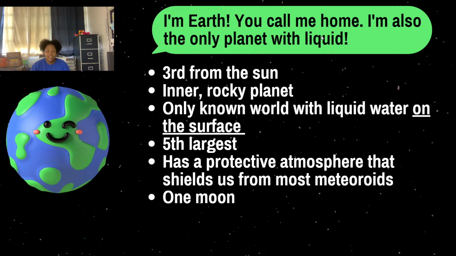Earth is the 5th largest planet in the solar system. And luckily for us, it has a protective atmosphere that shields us from harmful gases and asteroids and meteoroids and things like that. Of course, as we know, Earth has just one moon that orbits all around us each day.